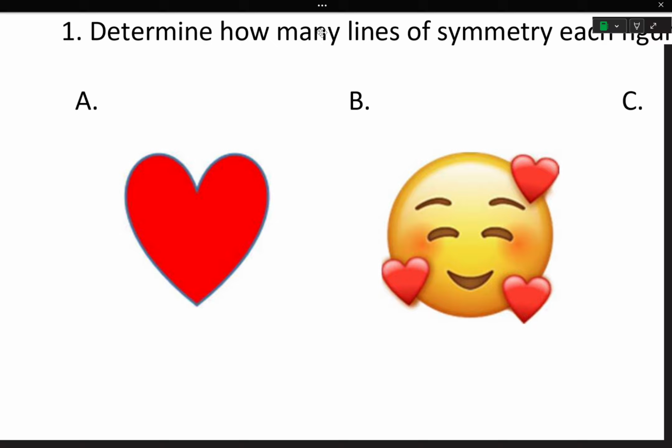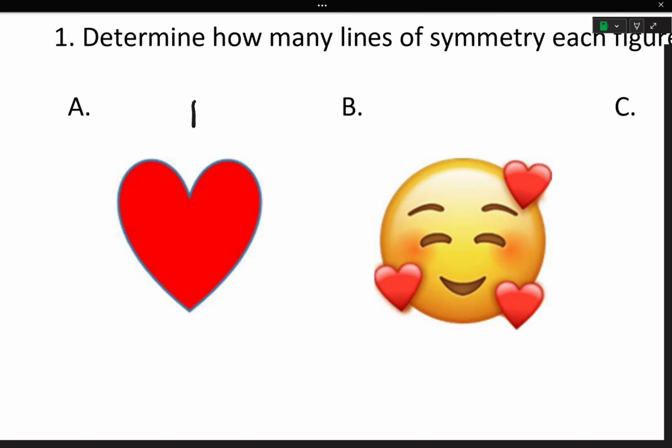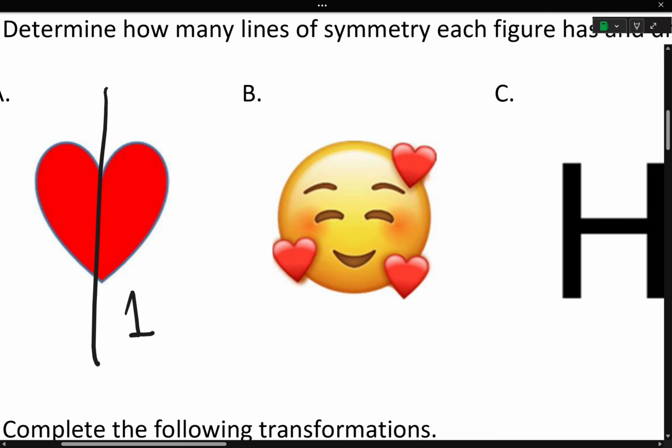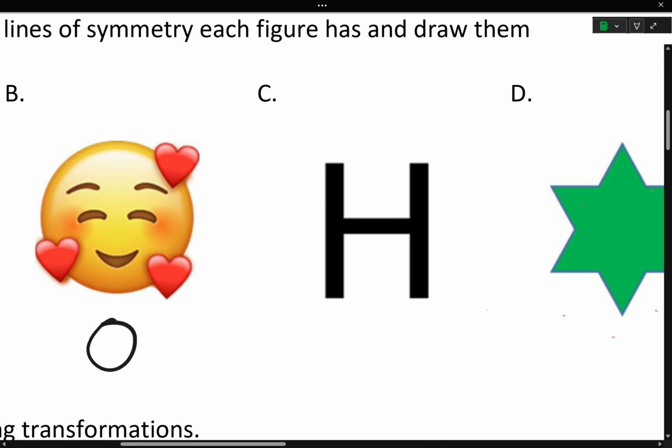Letter A. I can cut this heart only down the middle once. The emoji does not have any lines of symmetry. See how the hearts are not on the same spot on both sides? There's no way I can cut this in half and make it the same. For the letter H, we have two lines of symmetry. I can cut it vertically and make it the same on both sides, or horizontally.